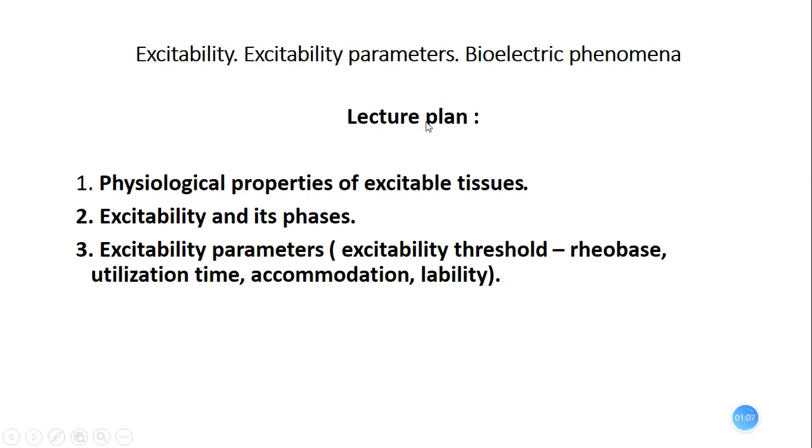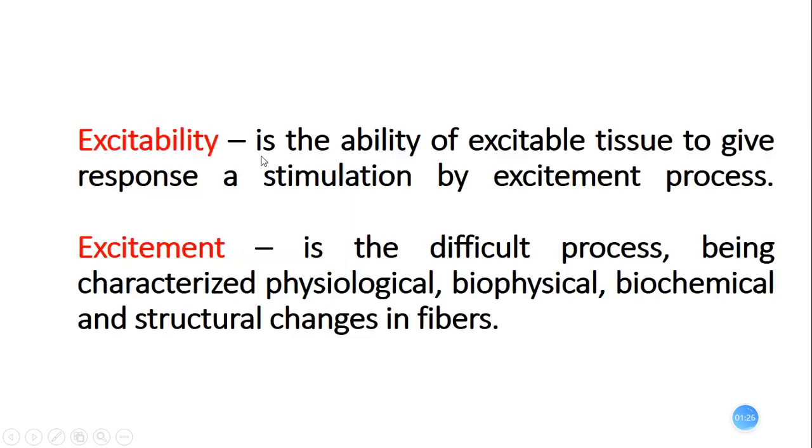And in muscle tissue we also have contractility and elasticity. We will talk about those next week. Now, excitability: here we have its definition. It is the ability of excitable tissue to give a response to stimulation by the excitement process.